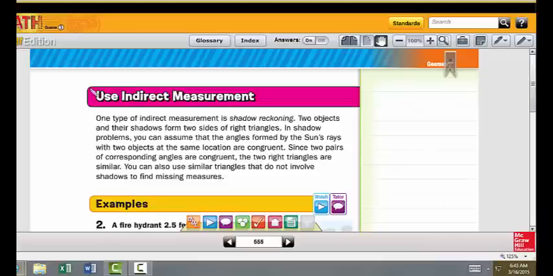So now we're going to do some indirect measurement. One type of indirect measurement is called shadow reckoning. Two objects and their shadows form two sides of right triangles. In shadow problems, you can assume that the angles formed by the sun's rays with two objects at the same location are congruent. Since two pairs of corresponding angles are congruent, the two right triangles are similar. You can also use similar triangles that do not involve shadows to find missing measures. So let's take a look at what that looks like.